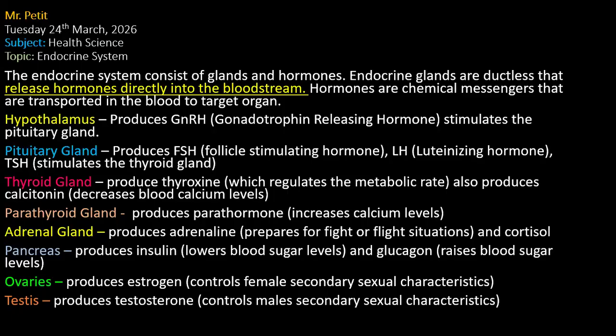Then we have the ovaries. What hormone do the ovaries produce? Estrogen. Very good. What does estrogen help with? Controlling female secondary sexual characteristics. Very good. Basically, all the things that turn a girl into a woman.